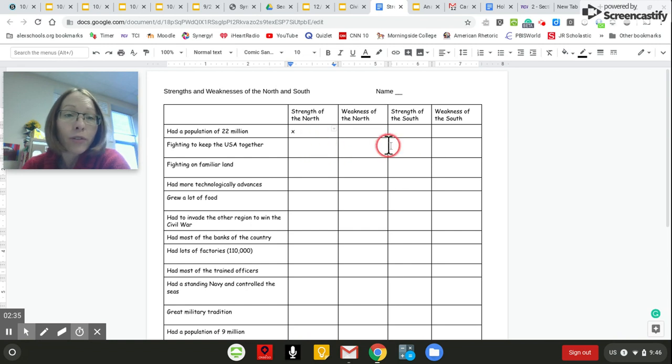And then you're going to go on throughout the rest of it. You don't have to, like if it's a strength in the North, that means it's probably a weakness in the South. You don't have to do the opposite. Just find out which one is it talking about, and then is that a strength or weakness?